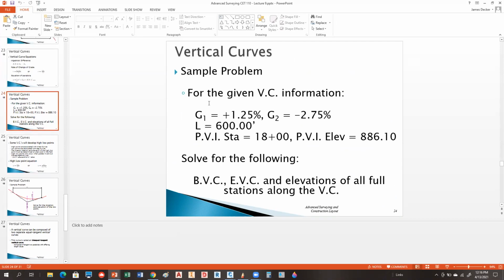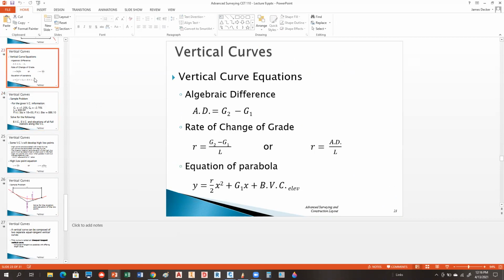I think last week I went through this problem, didn't I? On the sample, does anybody recall vertical curves? We did this, I think, last week in lecture, and then we also did this stuff on the board for you guys that were there on Thursday. Anybody have questions about how to calculate a vertical curve? Rate of change of grade, equation of a parabola? Any questions? I'm good for now. I just gotta rewatch the lecture.